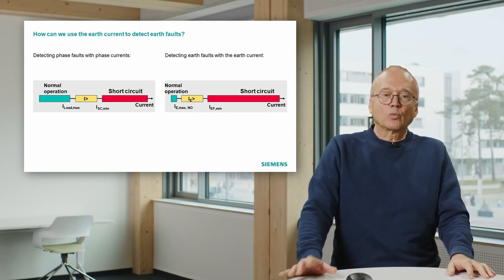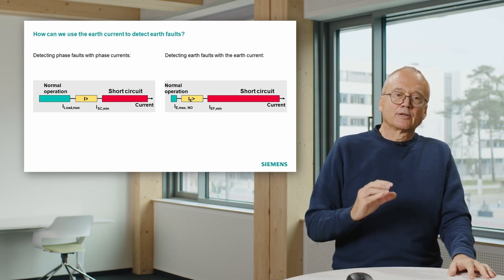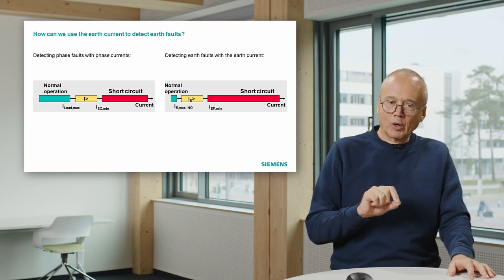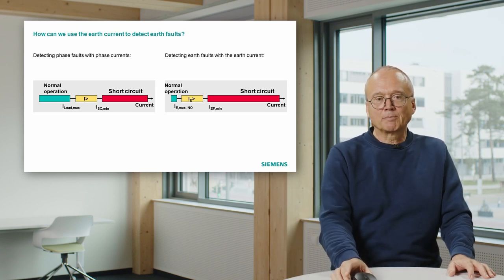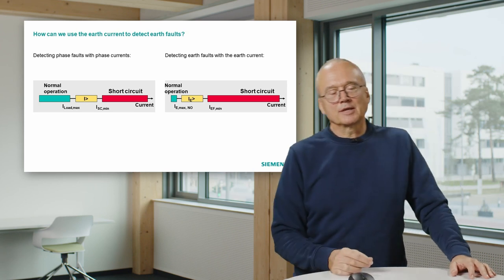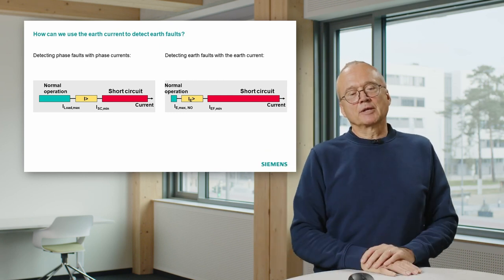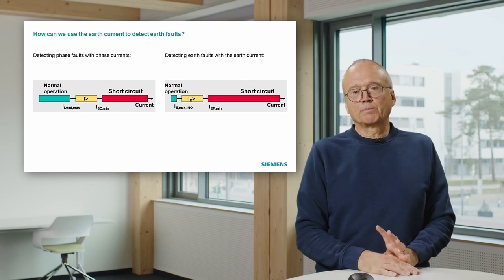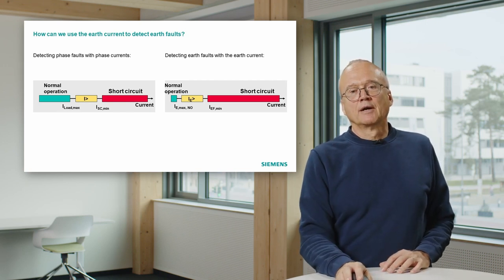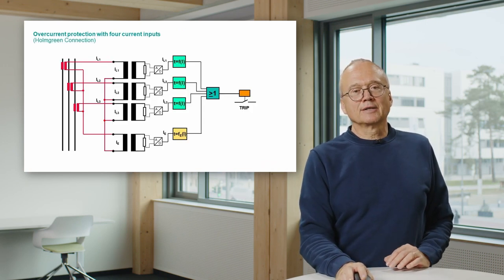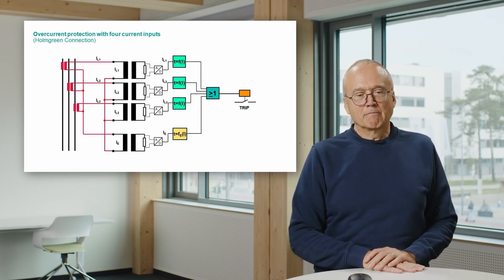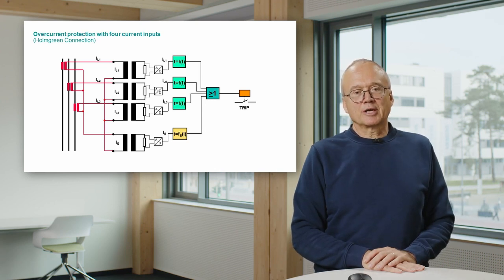That means with that we can detect earth faults where the fault current is lower than the load current. That would not be possible with just the phase measurement I show on the left-hand side. That means nearly all protection relays have, as shown here, a fourth measuring input and at least logic for the earth current.